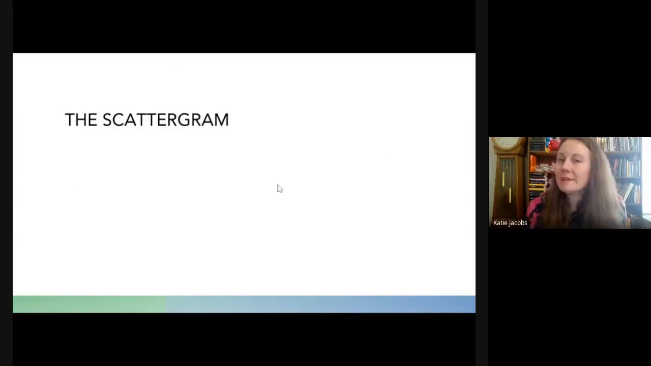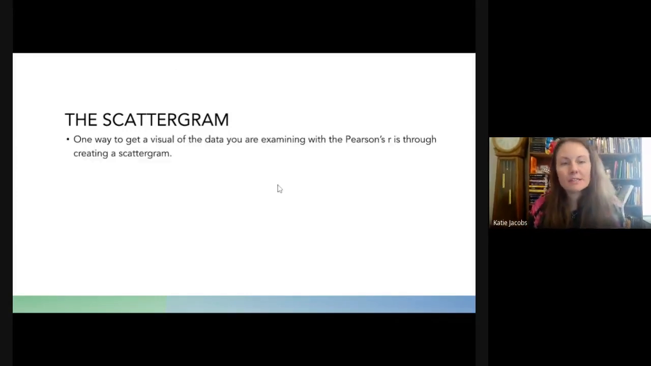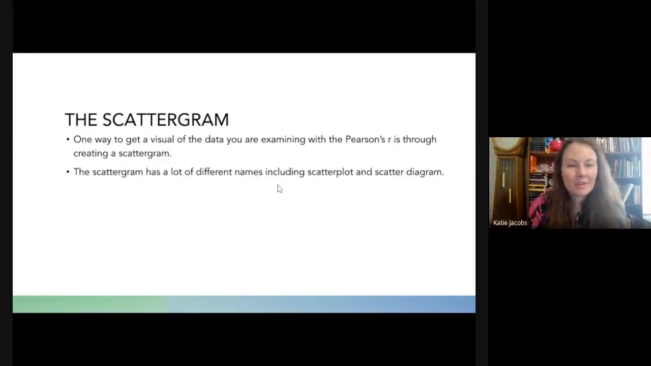So the scattergram. You heard me kind of foreshadow what a scattergram is, so let's get into that a little bit. This is one way to get a visual of the data that you're examining, what the Pearsons are. Sometimes you'll hear a scattergram called a scatter plot or scatter diagram. They all mean the same thing. When we did our histogram unit, I said that we do have another visual display of data that we'll do later on. It's called a scattergram, and this is it. We have arrived.